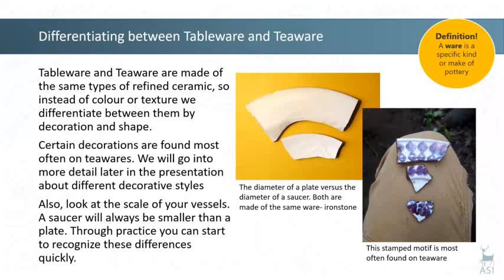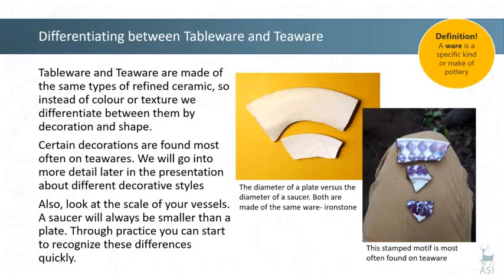And scale is another really important one. A teacup is always going to be smaller than a bowl. A saucer is always going to be smaller than a plate. And once you spend some time looking at the ceramics, these details are going to pop out to you, and it's going to start to get a lot easier.